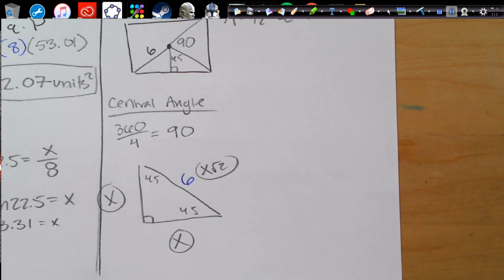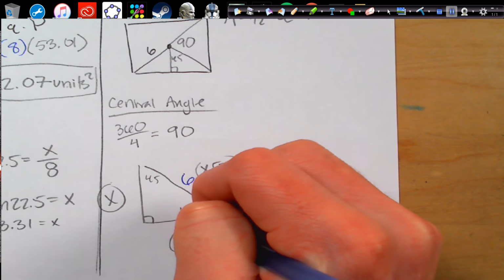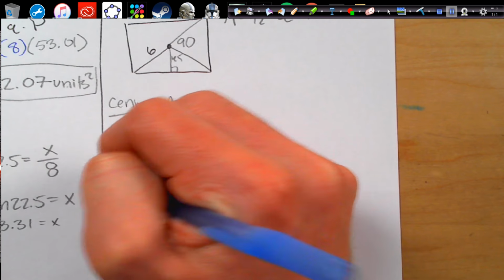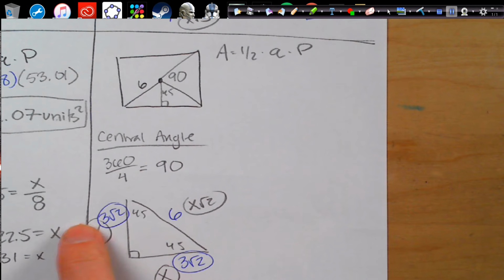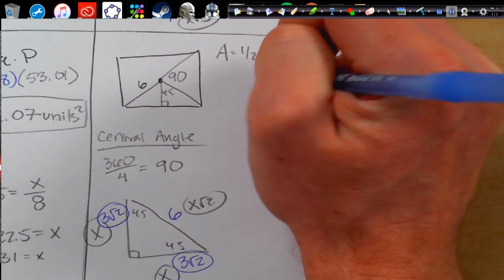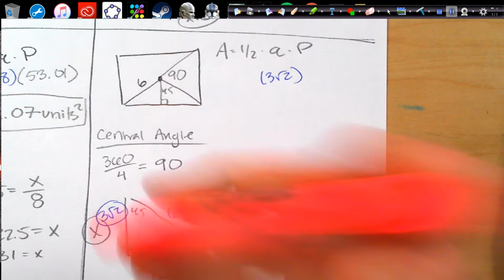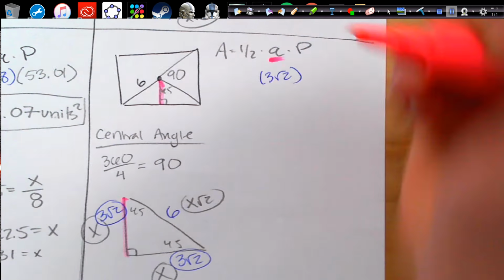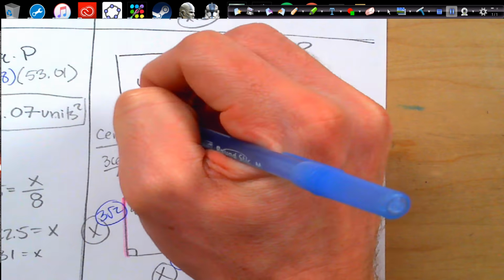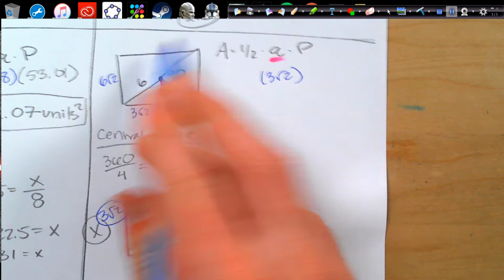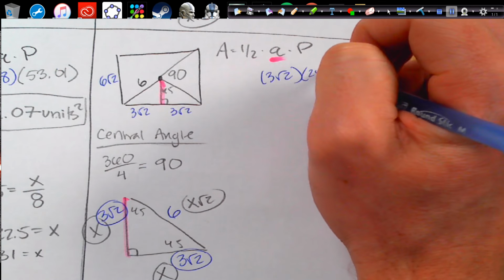Our shortcut maneuver is to divide by rad 2, which would then have to be rationalized. So we are going to end up with 3 rad 2 and 3 rad 2 at these two junctures. This side right here is going to be my apothem. And then down here is 3 rad 2 and 3 rad 2, which makes the side 6 rad 2. And if you do 6 rad 2 times 4, you're going to get 24 rad 2.